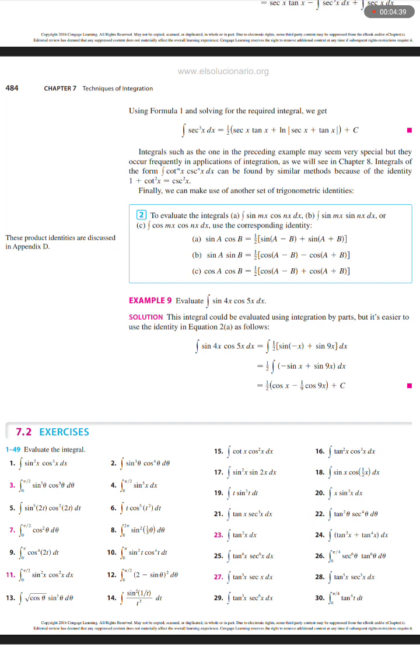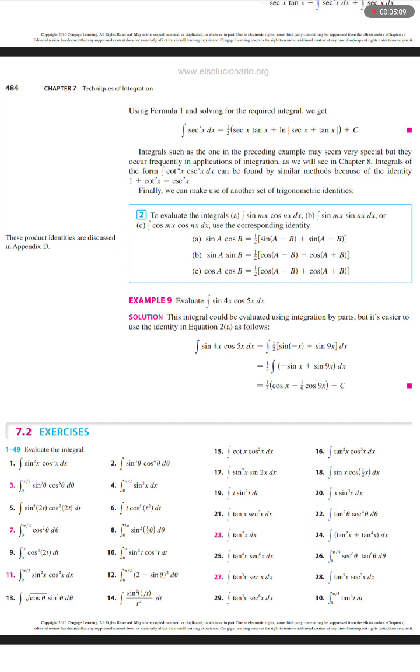Finally, we can make use of another set of trigonometric identities, Equation 2, to evaluate the integrals. Part A, the integral of sine mx cosine nx dx. Part B, the integral of sine mx sine nx dx. Or Part C, the integral of cosine mx cosine nx dx.